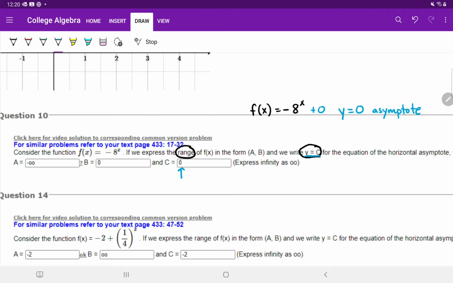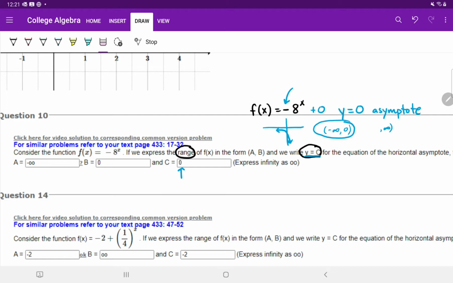Then that informs our range. So our range is either going to be -infinity to 0 or 0 to infinity, and we have to figure out which one. Well, that's based on whether there's a negative sign in front of your exponential. Since we do have a negative here, that's going to flip our exponential upside down on the graph. So it'll be somewhere in this ballpark, which makes our range go from -infinity to 0.